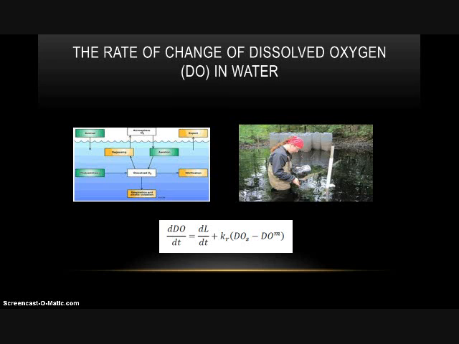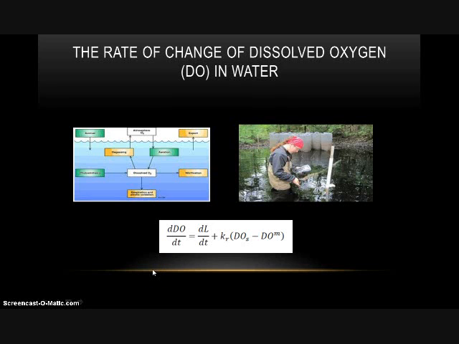Alright, but now onto the material. The rate of change of dissolved oxygen that we call DO in water can be described as a function of the rate of change of oxygen consumption by organic matter and the rate of change of oxygen addition through aeration. The equation for DO concentration is shown here. The constant DOS is the amount of dissolved oxygen at saturation, which in this case is equal to 9.17 milligrams per liter at 20 degrees Celsius.